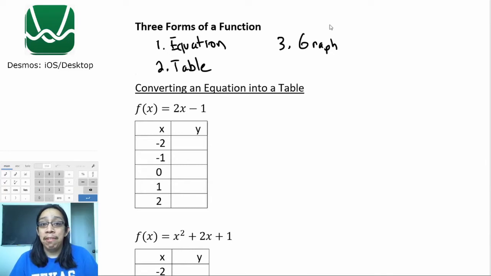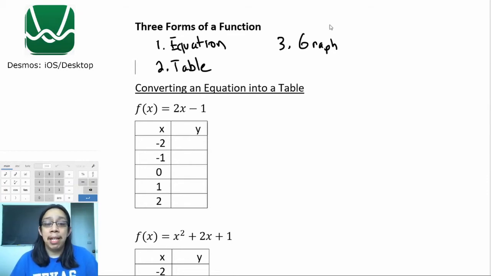Now, for the sake of this video, I'm only going to be focusing on taking an equation and turning it into a table, and then taking that table and turning it into a graph. There are a variety of different ways that you can write an equation from a table, but it depends on what kind of function we're working with. Since Algebra 1 deals with a variety of functions, the method is not always the same. So I'm going to leave that for future videos.